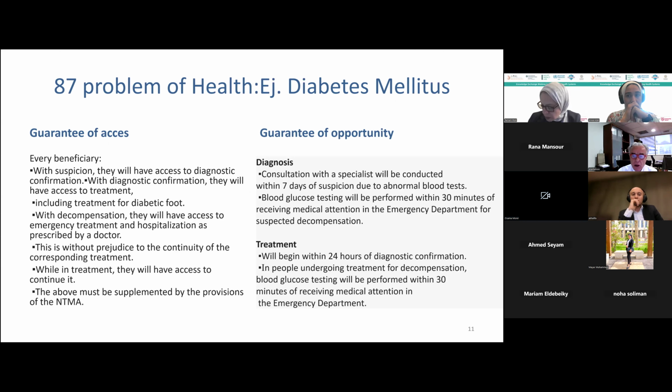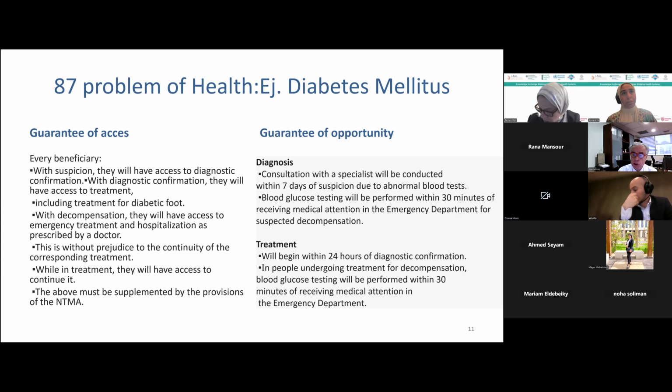For example, how we design one specific package. Here I show you diabetes mellitus. Diabetes mellitus has a high prevalence in Chile, and the guarantees of access include, when you have a patient with suspicion, access to diagnosis, confirmation of diagnosis, and treatment for diabetic foot, treatment for decompensation, and treatment for other situations in relation with kidney disease, eye disease, etc.